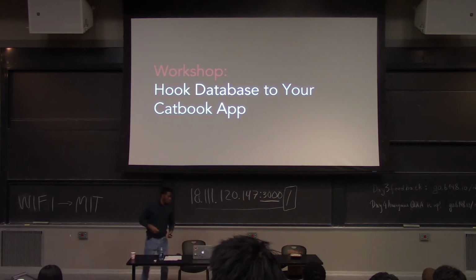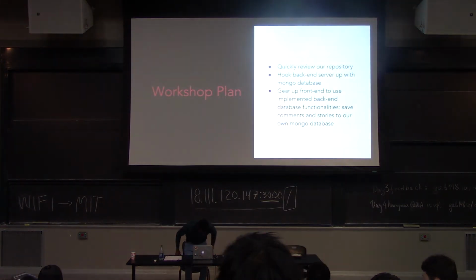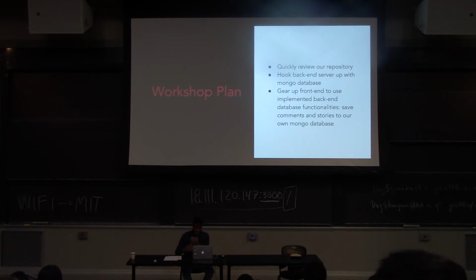All right. Okay, so we're going to do our workshop. First thing we do is just quickly review our repository, and then we're going to hook up the backend with the front end. So we'll connect our server with our database, and then we hook up the backend with the front end. That's what our workshop will be about.